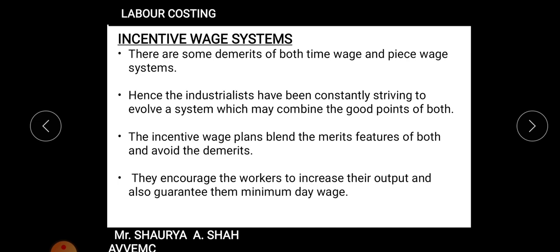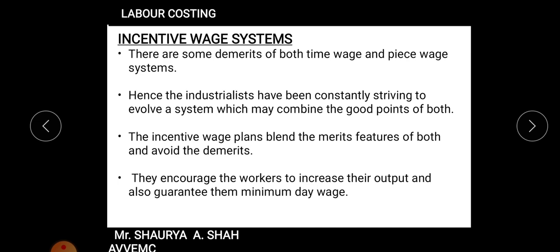Now, as we saw, students, after the traditional systems we completed, the incentive wage system came into account, right? Incentive, I told you, the more you produce, the more you get, right? Apart from your regular pay, that is incentive, the additional benefits.